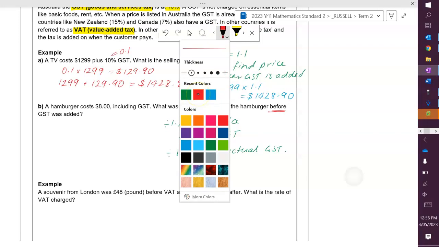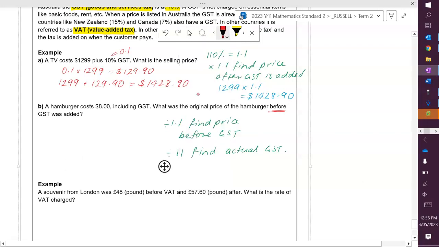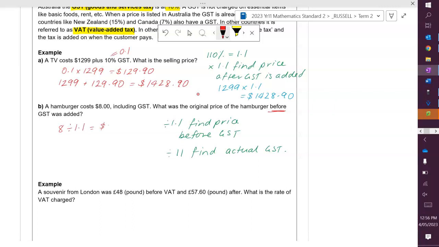In this question, I want to find the price before GST. So it was $8. If I divide it by 1.1, that tells me that the hamburger before GST was $7.27. What I could do to find how much GST was added was say 8 minus $7.27. But if a question asked you, you could just find that out by saying 8 divided by 11 is 0.72. And if we were to add that on, that is going to give us the price of that hamburger with the GST.